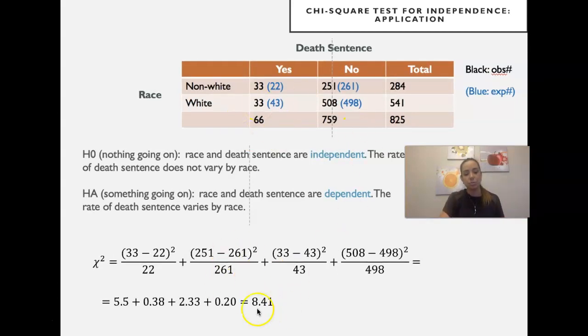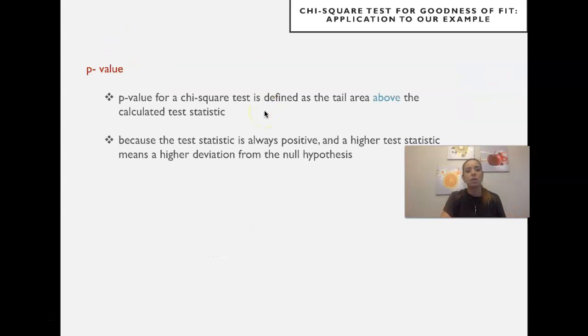So the deviation would be 8.41, okay? And the number of degrees of freedom, as I said before, is 1 because that's the number of columns minus 1 times the number of rows minus 1. So then we compute the p-value, which for a chi-square test doesn't change the interpretation, is the tail area above the calculated test statistic. And because the test statistic is always positive, a higher test statistic means a higher deviation from the null.